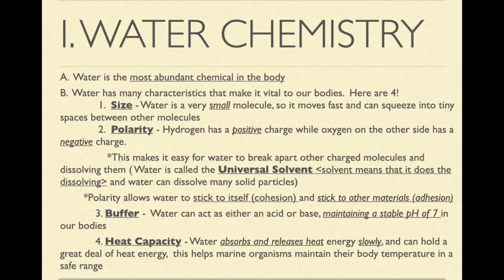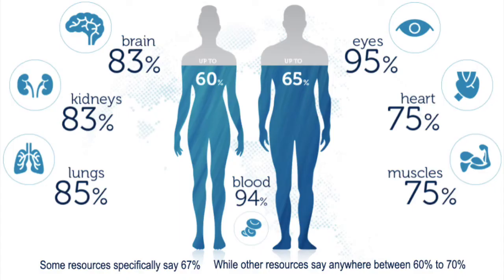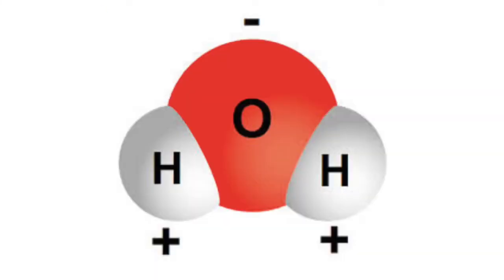As we address water first, water is the most abundant chemical in our body. We said our body is made up of over 60% water. Now the molecule or compound of water is very small, and because of its design and the size that it is, it's able to move very fast. It's able to go through very small spaces as we maybe talk about osmosis and diffusion.